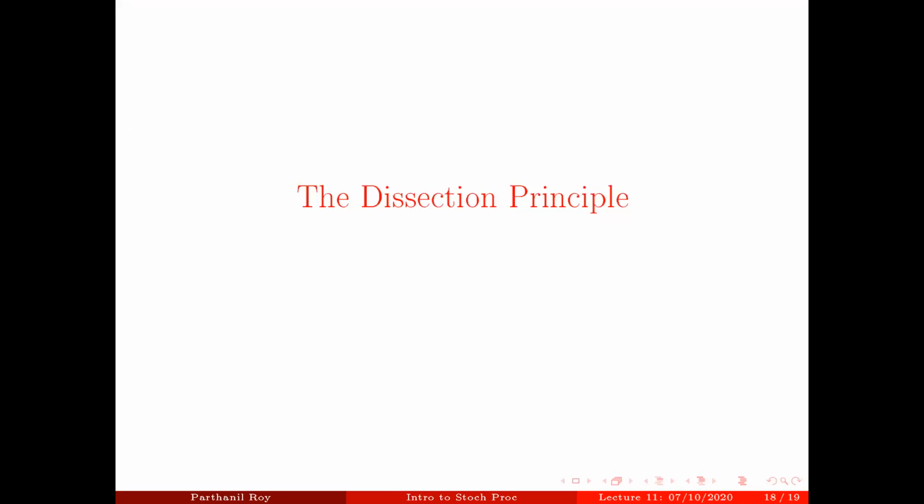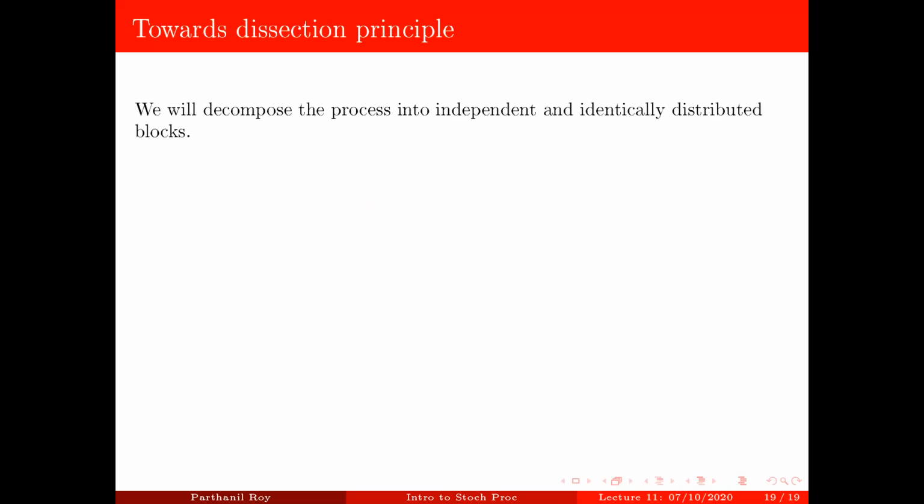We'll now learn something called the dissection principle. To be honest, we are going to learn it in the next class, but I'm just giving a prelude of what is going to come. So far, we have decomposed the state space. We are now going to decompose the Markov chain itself. So the Markov chain is what? X0, X1, X2, and so on, right? We are going to decompose this Markov chain evolution into parts, into independent and identically distributed blocks.